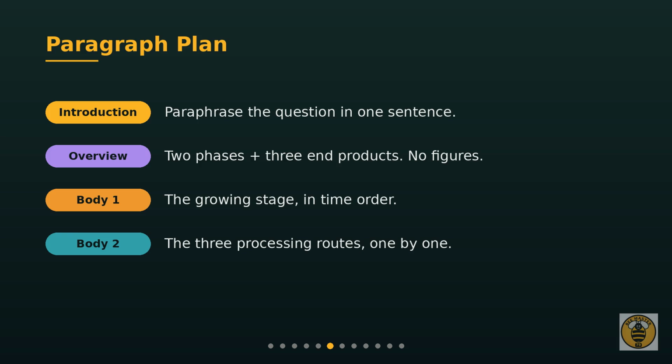Here is our plan. The introduction paraphrases the question in a single sentence. The overview names the 2 phases and the 3 products, with no numbers. Body 1 describes the growing stage in time order. Body 2 walks through the 3 processing routes, one by one.